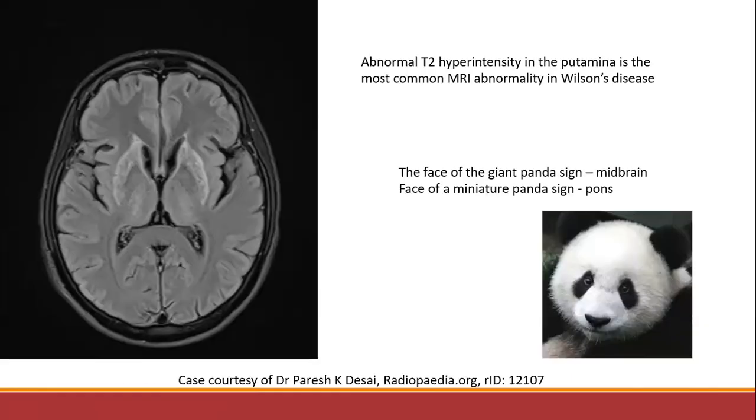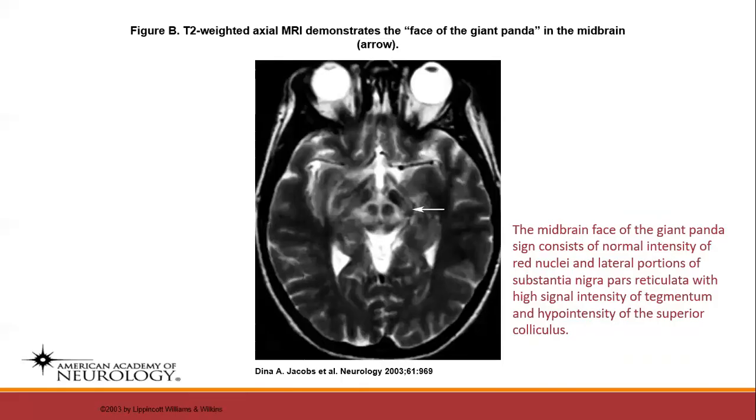Correct. The only mistake is what forms the ears. Not the tegmentum; the lateral portion of the substantia nigra pars reticulata forms the ears. The rest you got correct. So you have the normal intensity of the red nucleus and the lateral substantia nigra, the high signal intensity of the tegmentum, and the superior colliculus, which is hyperintense and forms the mouth. This is the red nucleus, this is the substantia nigra. So this is the giant panda sign at the level of the midbrain.